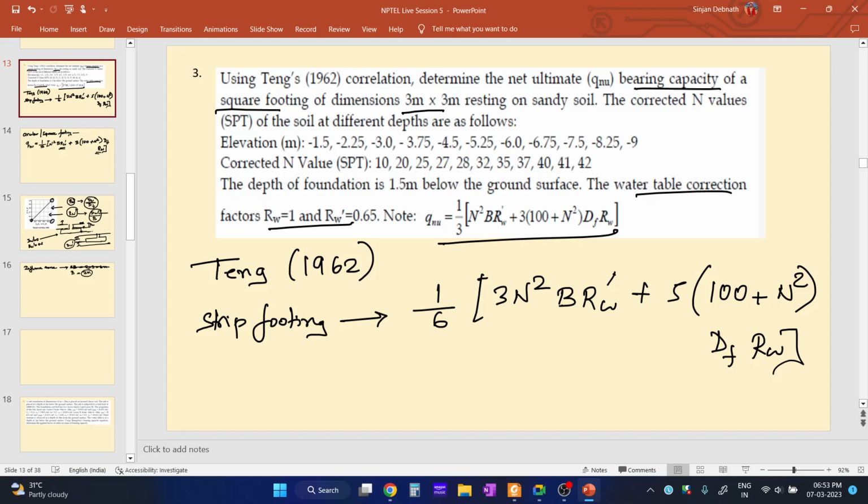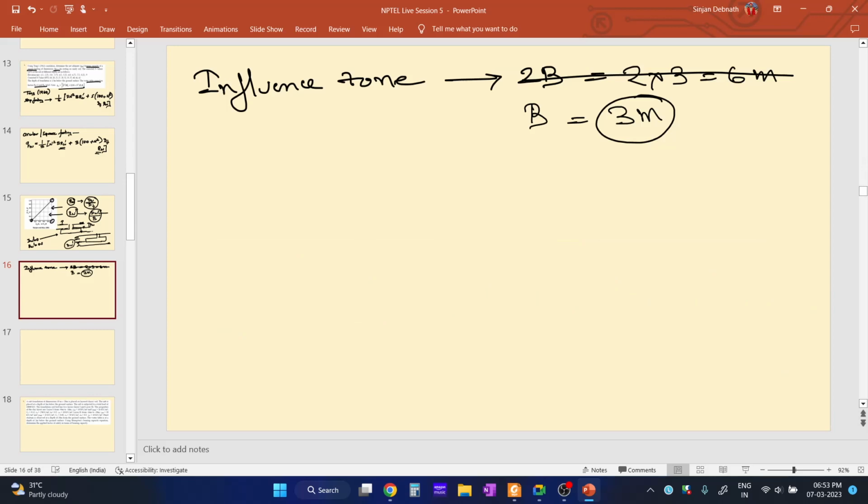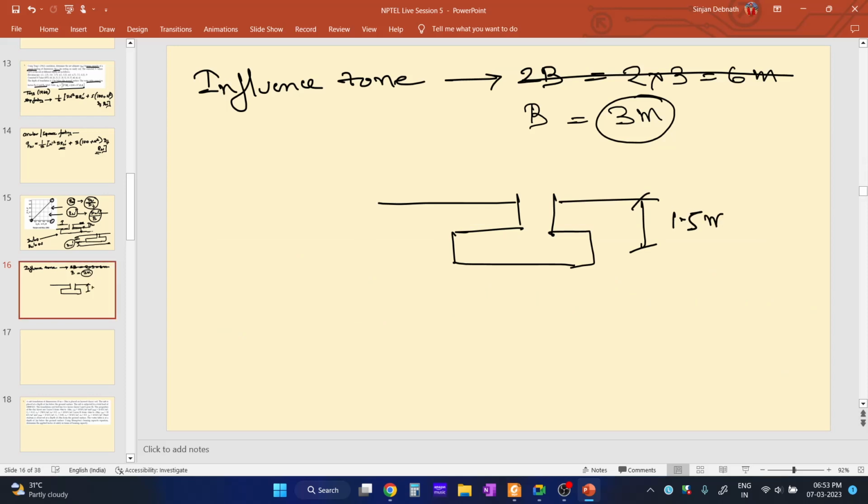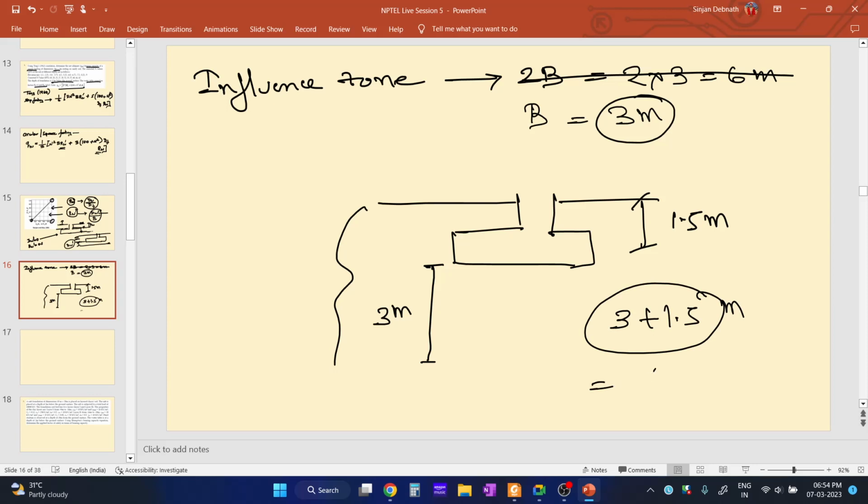So what is the total depth? See, if this is the footing, what is the depth of the footing given in the question? The depth of the footing is 1.5 meter below the ground surface, and the influence zone is 3 meter below the base of the footing. So what is the total depth? It is 3 plus 1.5 meter, that means 4.5 meter. So up to this depth, we need to just consider the SPT value.